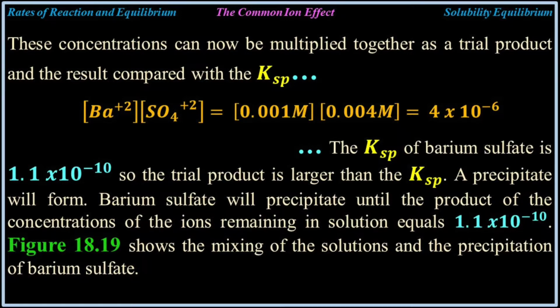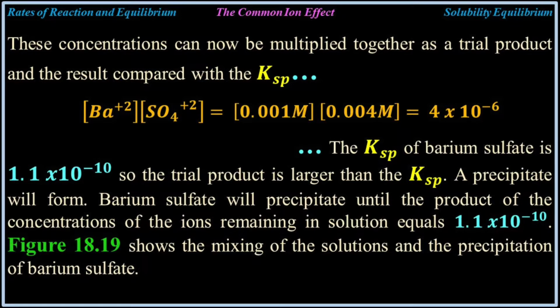These concentrations can now be multiplied together as a trial product and the result compared with the KSP. The KSP of barium sulfate is 1.1 times 10 to the negative 10, so the trial product is larger than the KSP. A precipitate will form. Barium sulfate will precipitate until the product of the concentrations of the ions remaining in solution equals 1.1 times 10 to the negative 10.